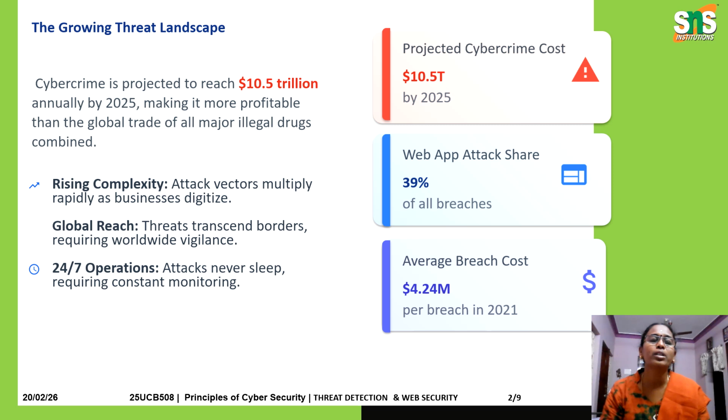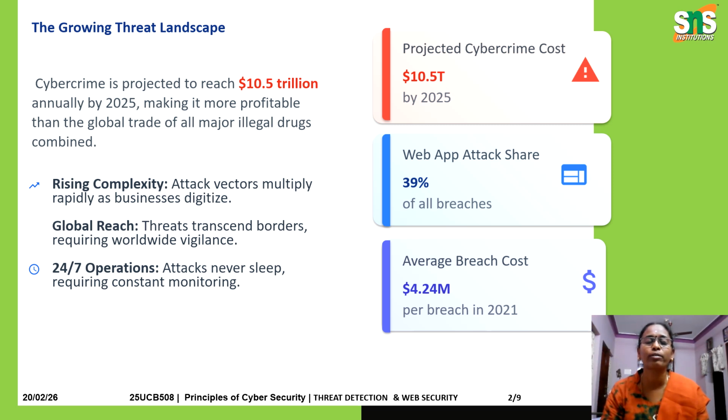Today, the growing threat landscape is projected to reach 10.5 trillion annually by 2025, making it more profitable than the global trade of all major illegal drugs combined, with rising complexity, global reach, and 24/7 operational attacks. Web application attacks account for 39% of all breaches. The average breach cost was 4.24 million per breach in 2021.